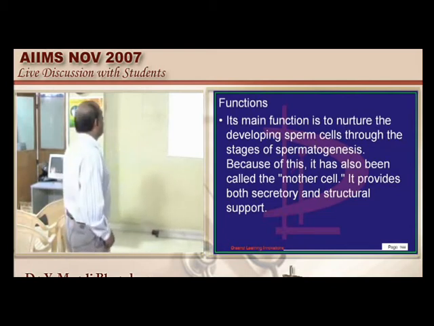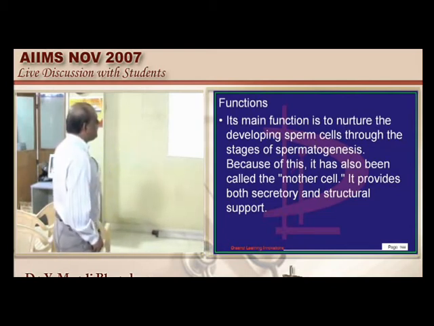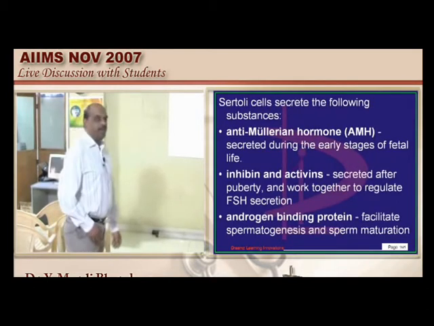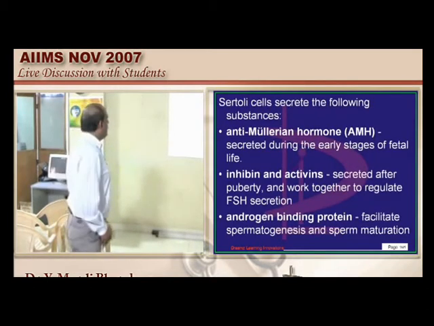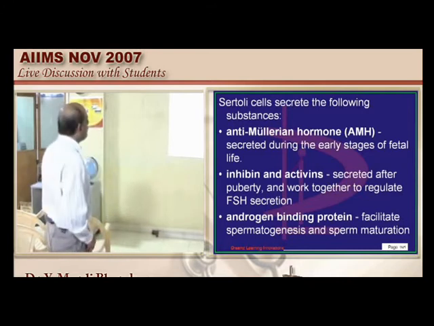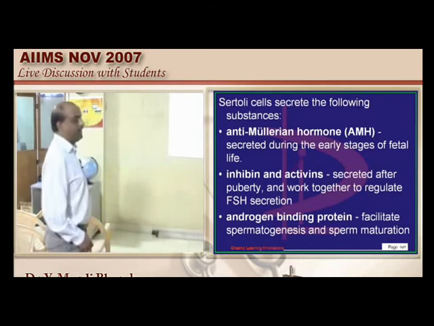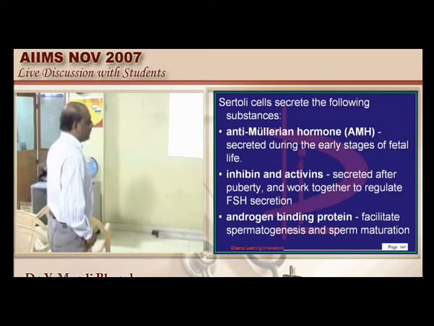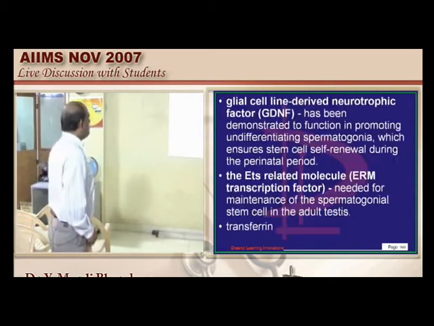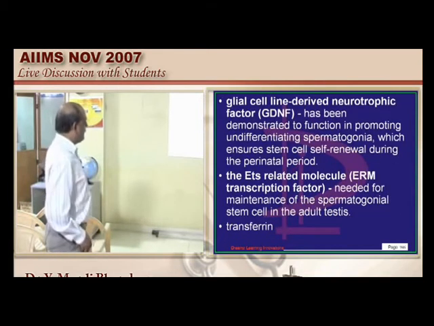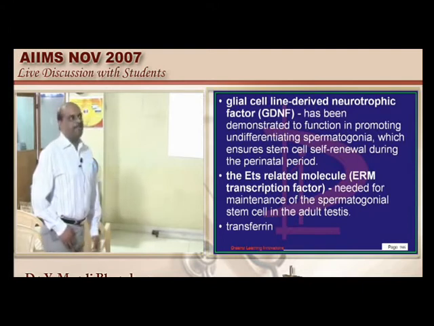Sertoli cells also produce certain important substances which can be a potential question in the next exam to come. They produce inhibin and activin, secreted after puberty, and that regulates FSH secretion. Anti-Mullerian hormone is produced by it, androgen binding protein, and a very peculiar protein called GDNF, which is the glial cell line derived neurotrophic factor, and ERM transcription factor.